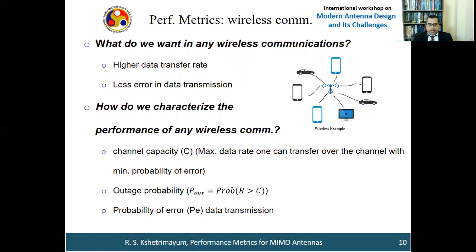The first parameter is called channel capacity, which tells us about the data transfer rate over the channel. Channel capacity is the maximum data rate one can transfer over the channel with minimum probability of error. As soon as we are transmitting at a data rate R, which is greater than C, the channel capacity, we are in outage. The probability of that is called outage probability. And we can also find out how much error there is in the data transmission. This is called probability of error.